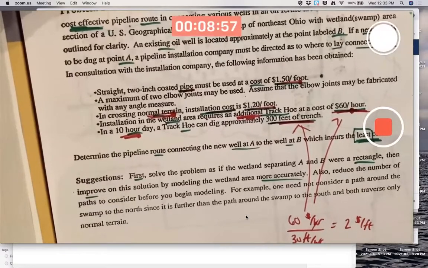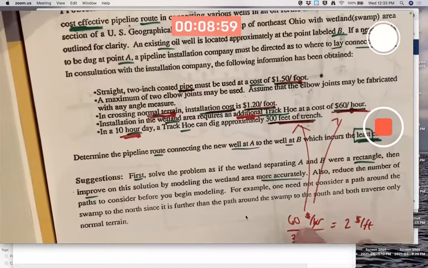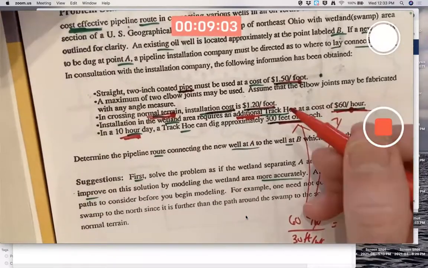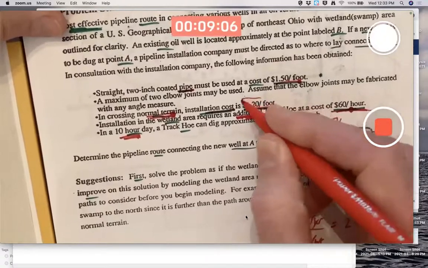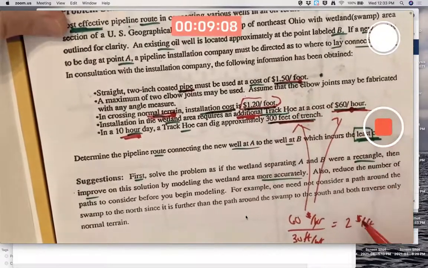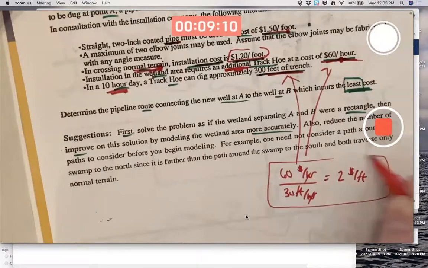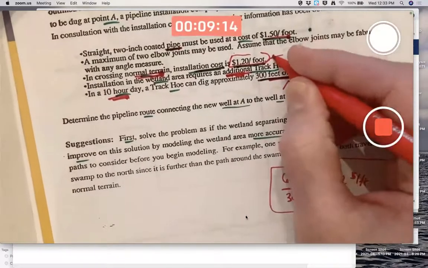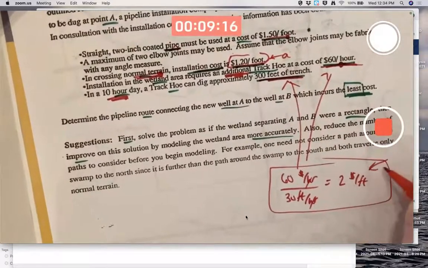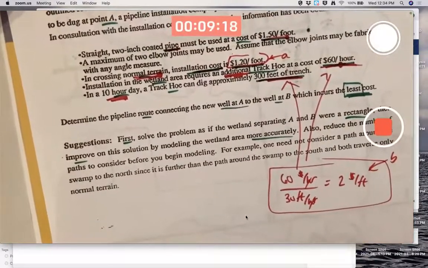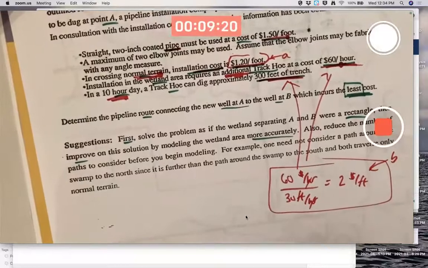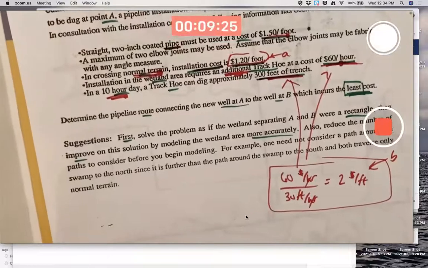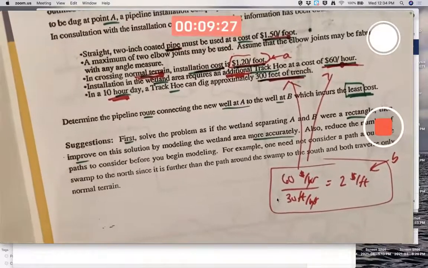So again, here's the wet lens problem. And what I'd like to do for you today is just say, what happens if I allow this cost and this cost to be unspecified parameters? Call them, say, A and B. Of course, in the problem, you can see A is $1.20 and B is $2 per foot. But what if I allow those to be something that can change?